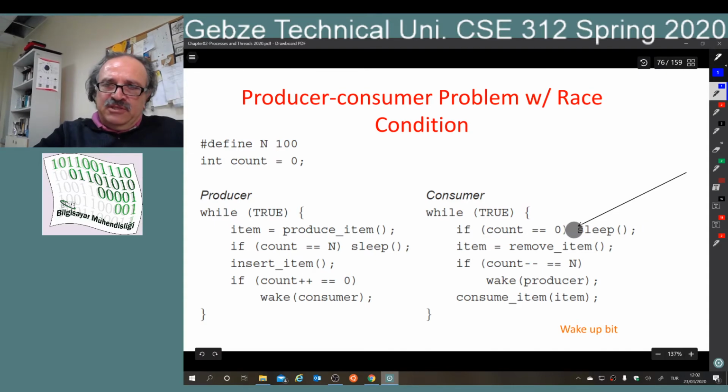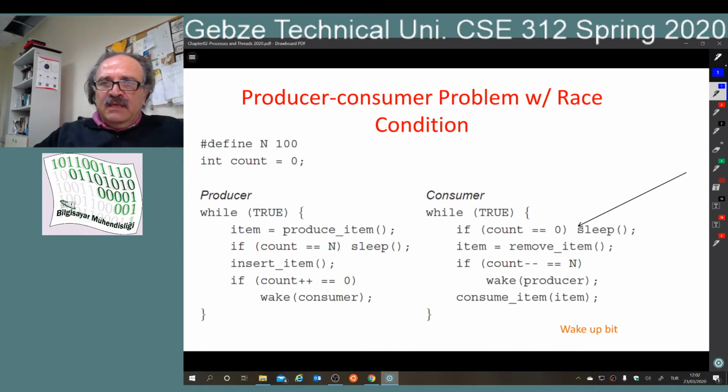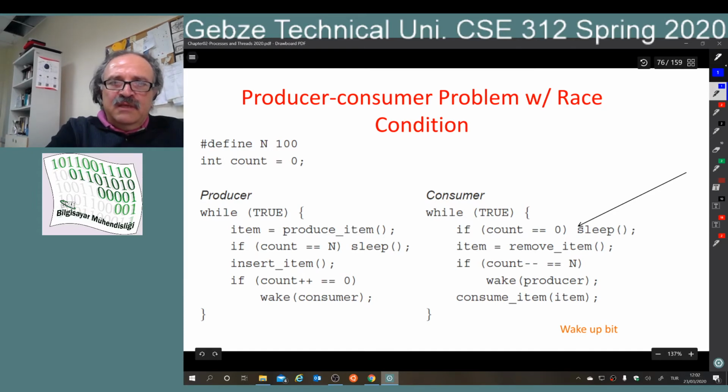I get an interrupt here, just at this position, before I go to sleep. And my producer started running. It produced an item. Count is not n, count is 0. It inserted the item, and said that I will increment the count, and I will wake the consumer. It sent a wake up call to the operating system, and the operating system said that nobody is sleeping, so I will ignore this one.